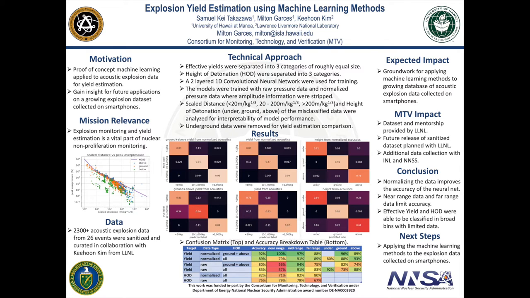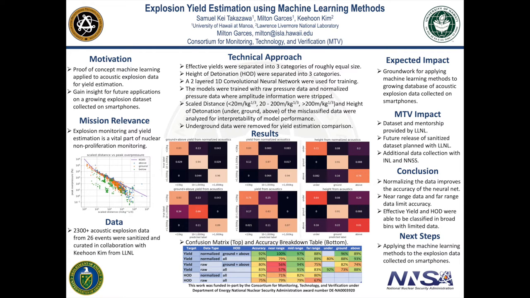The effective yield for each event was separated into three categories of roughly equal sizes: less than 10 kilograms, 10 kilograms to 1,000 kilograms, and greater than 1,000 kilograms. The reason behind using robust categories is to account for the relatively small dataset for machine learning, which helps alleviate overfitting and to avoid imbalanced classes. Similarly, the height of detonation was separated into three categories of underground, ground, and above ground. A two-layered 1D convolutional neural network was used for the architecture of the model for training the data. A simple model also helps with addressing overfitting issues.